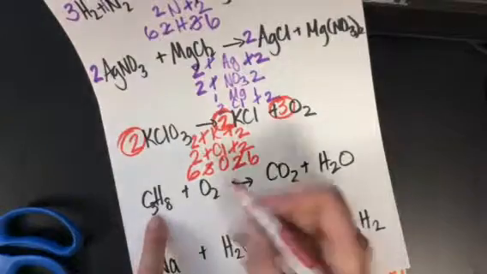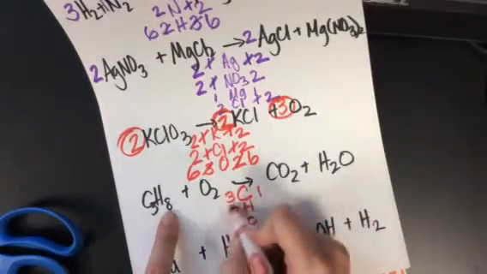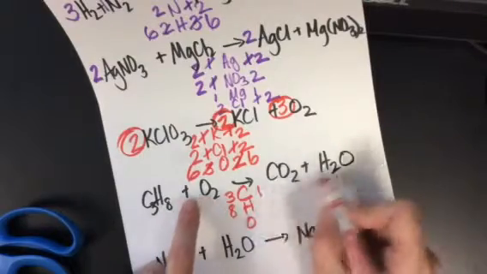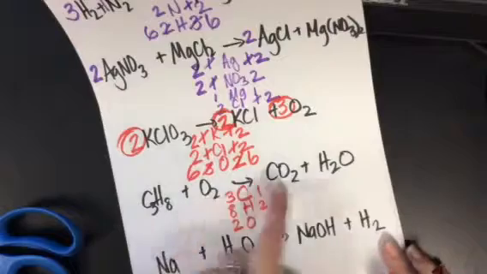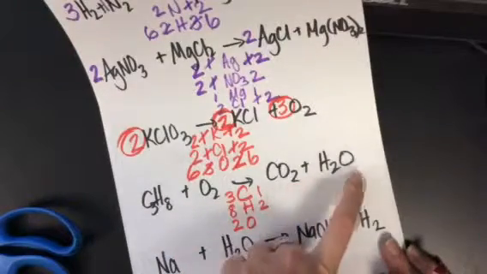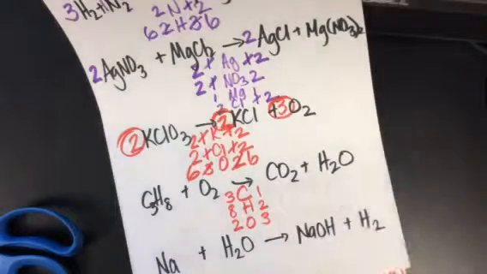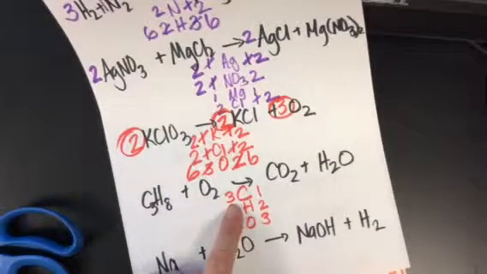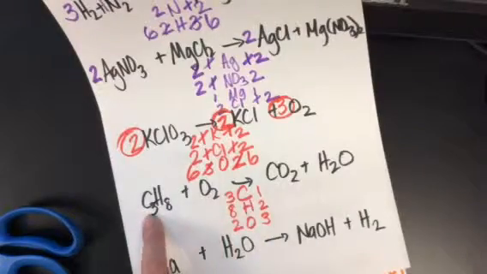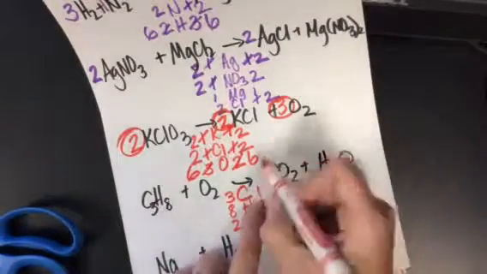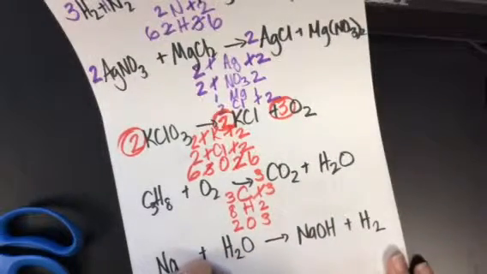Now with this one I have 3 carbon and 1 carbon, 8 hydrogen, and 2 hydrogen. My oxygen I have 2. Then over here I have 2 right here. I have 1 right here. 2 plus 1 gives me 3 total. I want to fix my carbon first. On this side I have 3. I need 3 over here. 3 times 1 is going to give me the 3 carbon that I need.